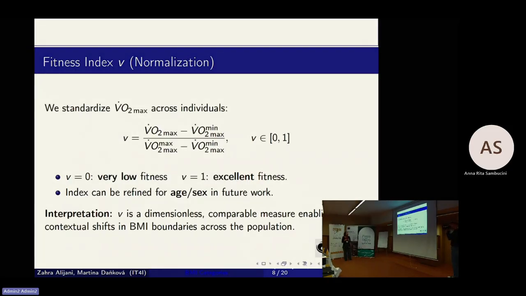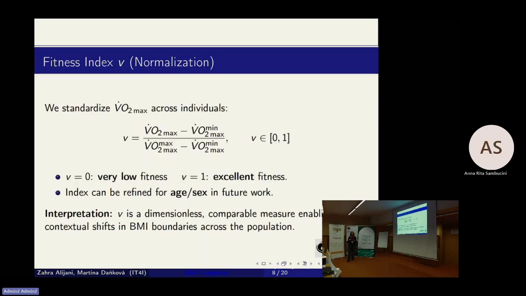But first, we need to normalize the index V, which is called the index for fitness. We standardize the VO2 max for individuals with this formula. When V is 0, it means very low fitness, versus when V is 1, it means excellent fitness. The index can be refined for different factors like age or sex in future work. We are planning to do it.